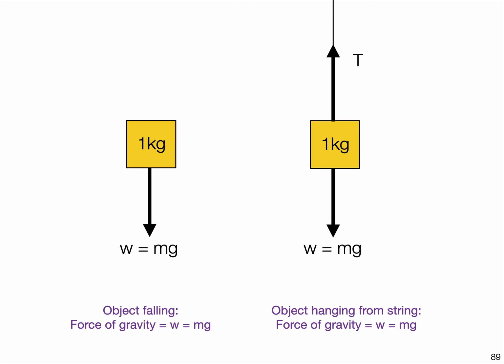If we have a kilogram object which is falling, there's only one force acting on it, and that's the weight or the force of gravity. That's equal to mg. If we have an object which is hanging from a string, it is at rest. There's two forces acting on it. It has a tension up, and it has the force of gravity or the weight equal to mg down. So the weight is the same in either of these cases. In this case, this object is not accelerating at g. It is at rest. It has zero acceleration, but we still calculate the weight using mg.